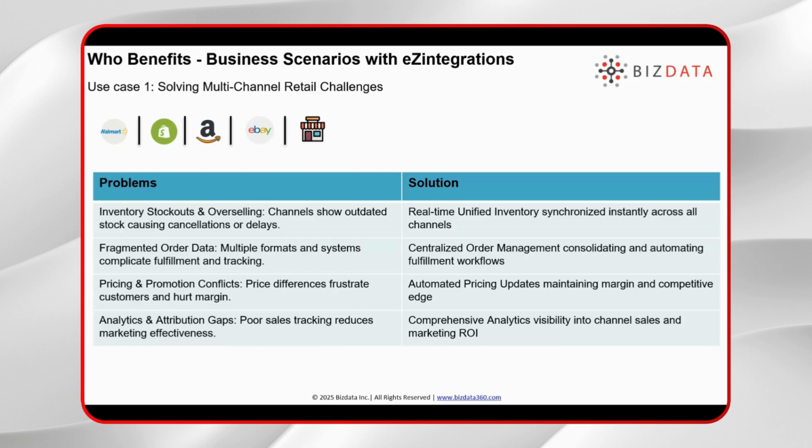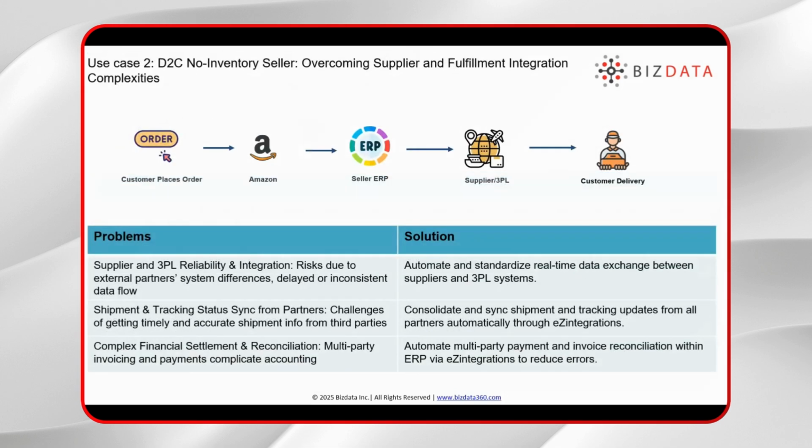So let's quickly go to our use case 2. This one is for a different business model, the D2C, no inventory seller. This is a rapidly growing model, I can say, where a brand sells directly to the consumers but doesn't hold its own inventory. Instead, they rely on a network of suppliers and third-party logistics partners to fulfill orders, right?